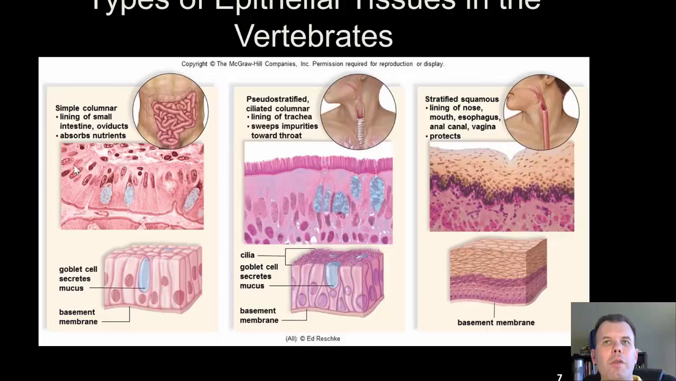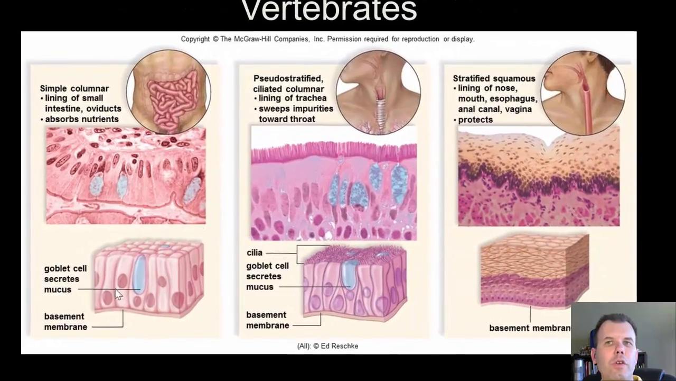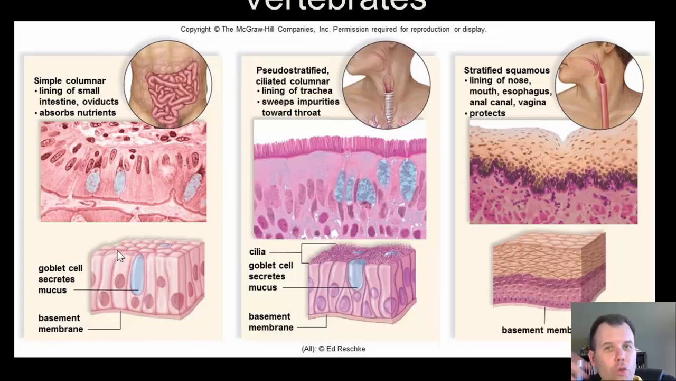The next type are the simple columnar cells, and these are a little bit longer, elongated cubes, okay? So they're columns, they look like columns, and these line the small intestine and the oviducts, and what they're good at is absorbing nutrients. Again, simple, one layer.